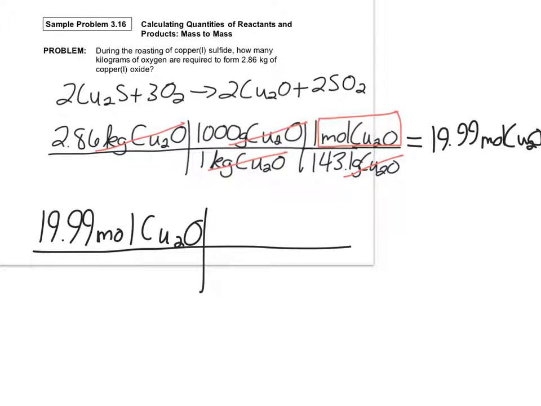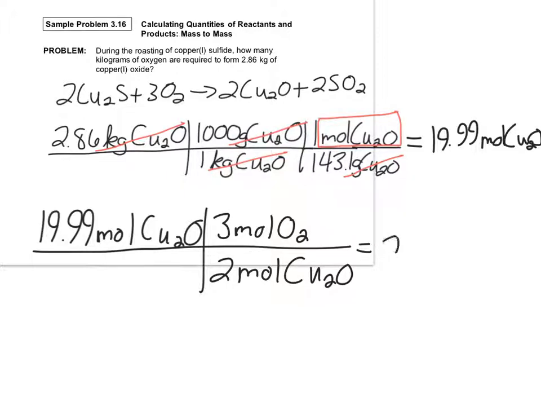From the balanced equation, I can now go from moles of copper oxide to moles of oxygen. So for every 2 moles of copper oxide, so let's write that in the bottom because what's in the top is copper oxide, I use 3 moles of oxygen. All right, and so what's that going to be equal to? Times 3 divided by 2 equals, so I got 29.98 moles of oxygen are required.